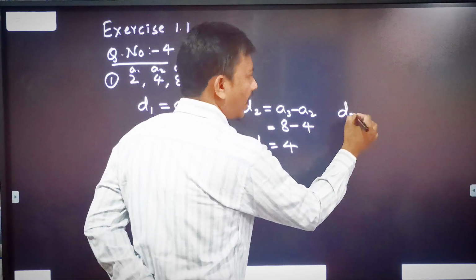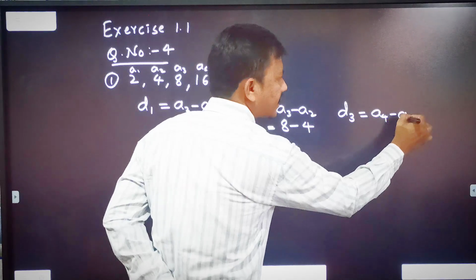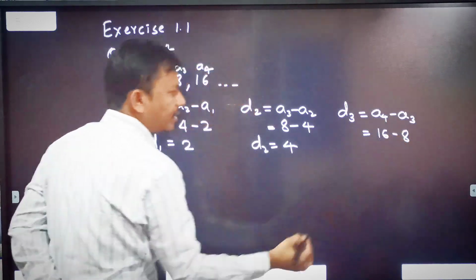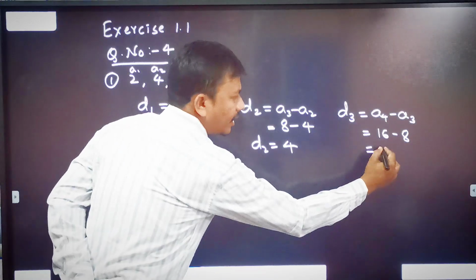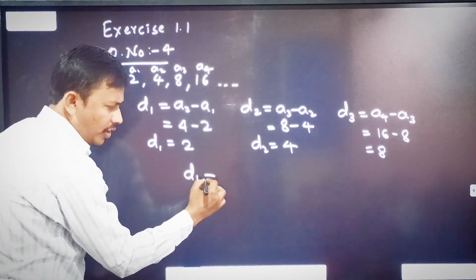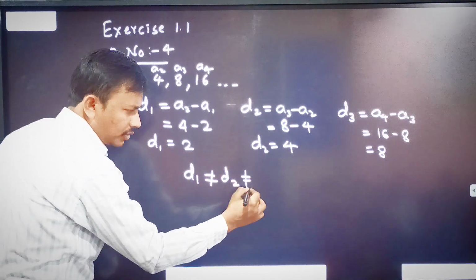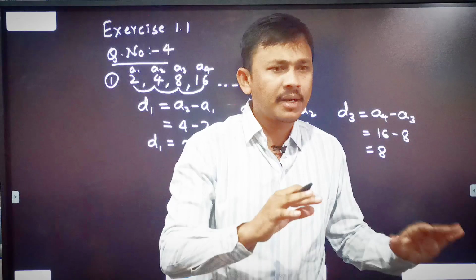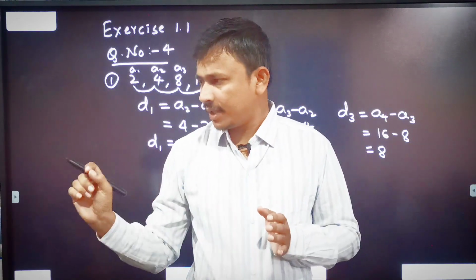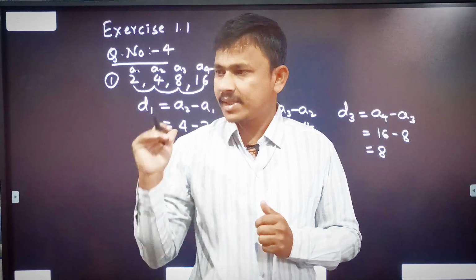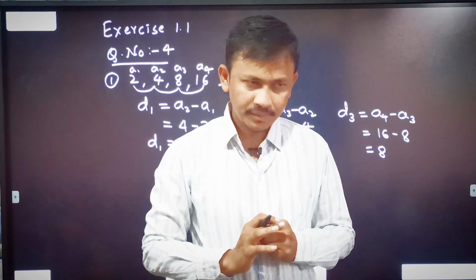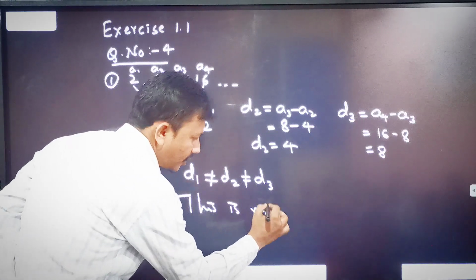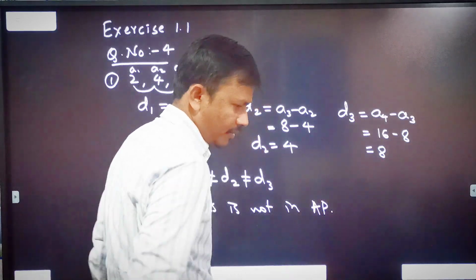Then what is the D3 formula? A4 minus A3. What is the fourth term? 16 minus 8. 16 minus 8 is 8. D1 is not equal to D2 is not equal to D3. That means the common differences between two consecutive numbers are different. So it is not in AP. This sequence is not in AP. Understood? This is the first answer.